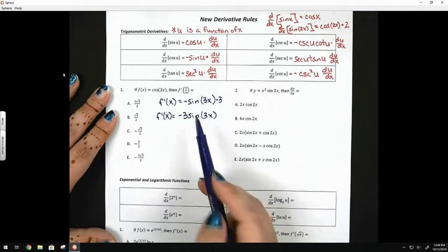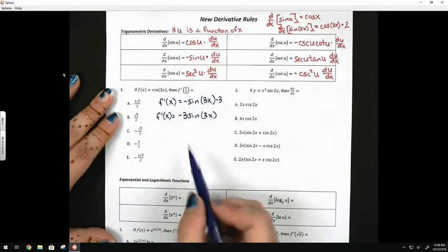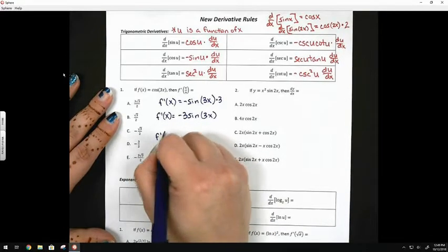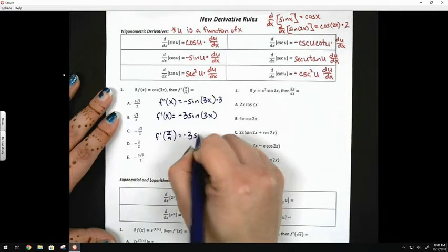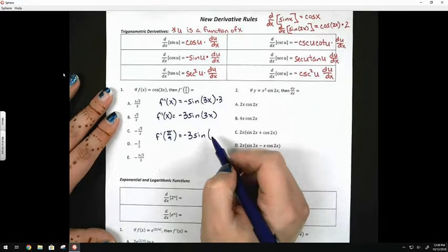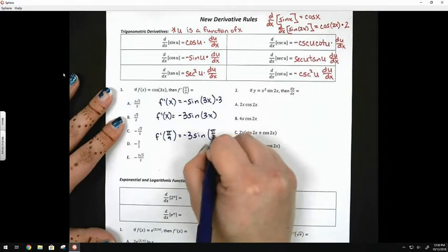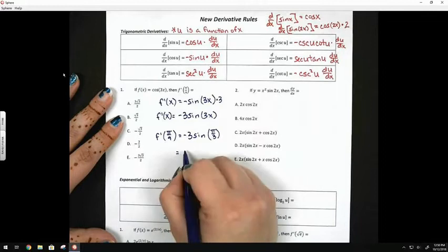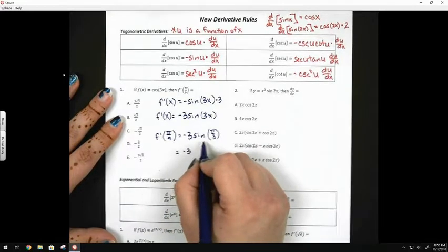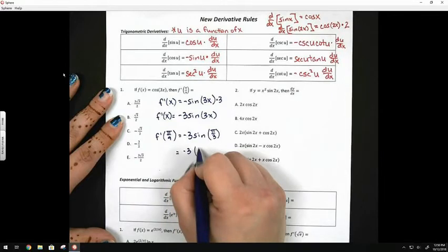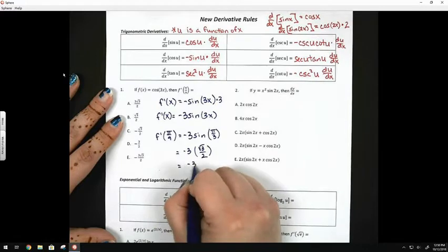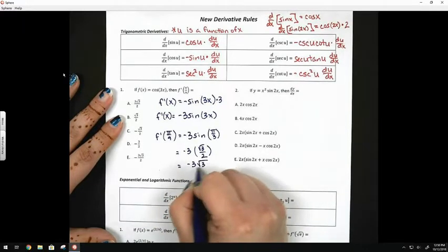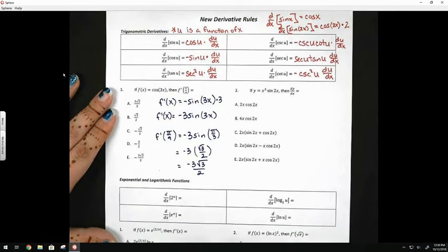Now this is asking for f prime of pi over 9. That means we're going to substitute pi over 9 into our function. So negative 3 sine, and if I do 3 times pi over 9, I get pi over 3. So now I have negative 3. The sine of pi over 3 is root 3 over 2, which means my answer is negative 3 root 3 over 2. So if I look, that is choice E.